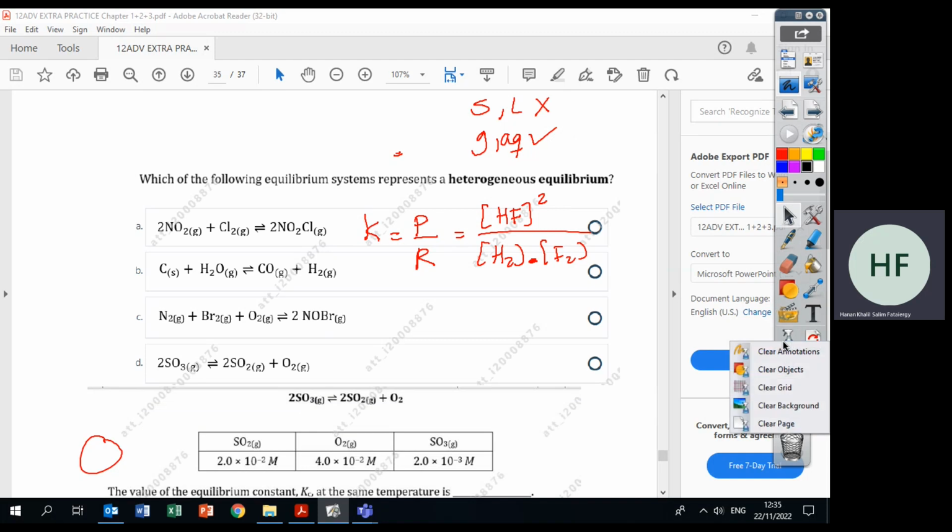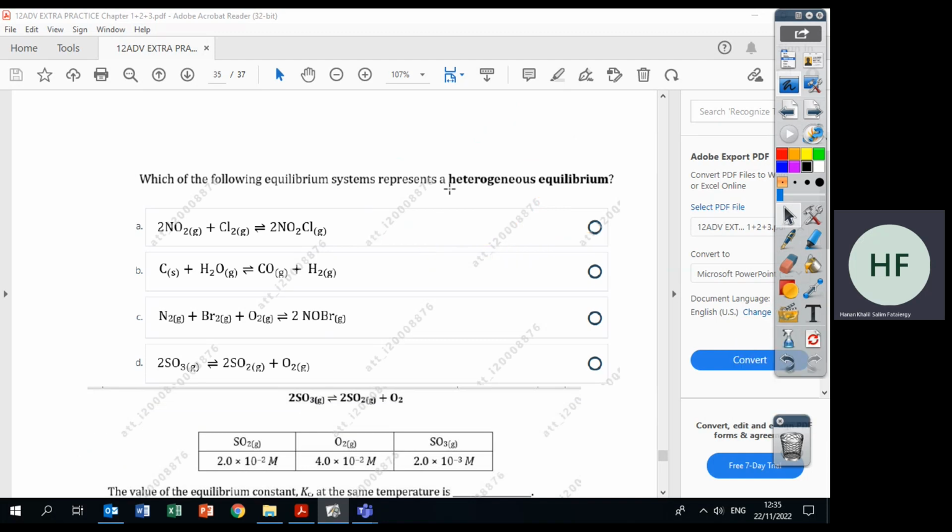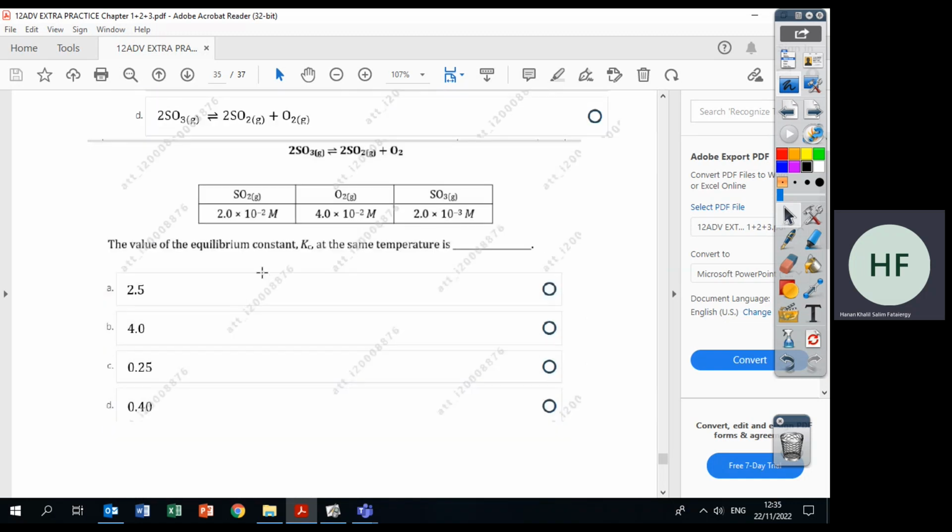Okay, now this question says which of the following represents a heterogeneous equilibrium? Heterogeneous means you have to see 2 or more states. This is all gas, this is solid and gas, this is all gas, and this is all gas. So this one is heterogeneous equilibrium.